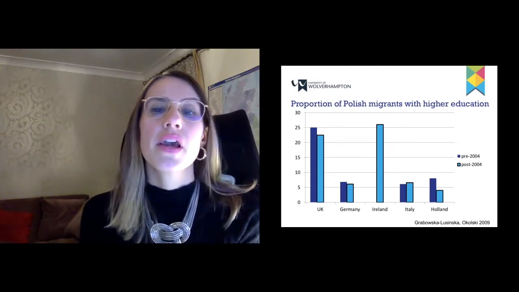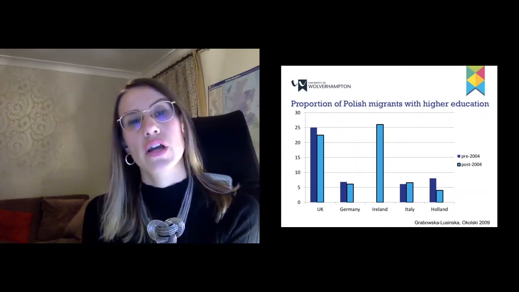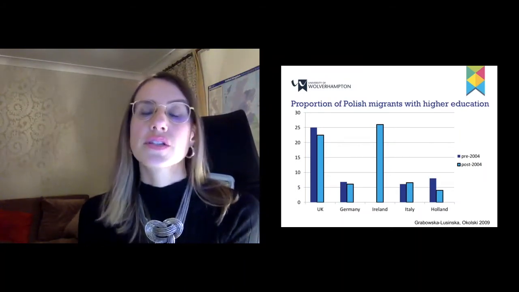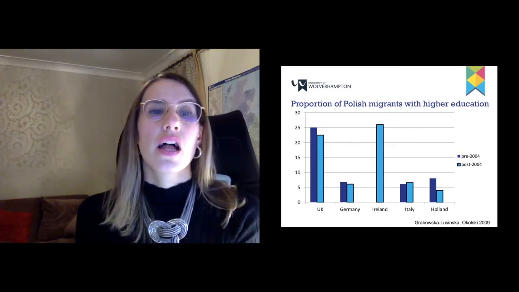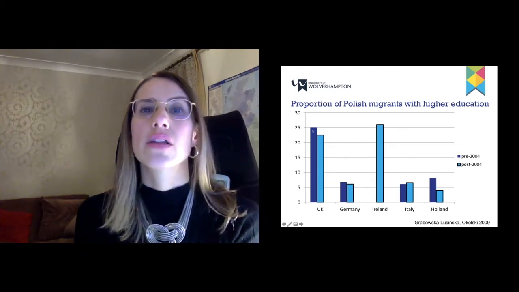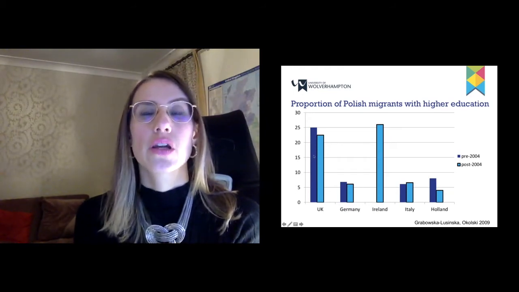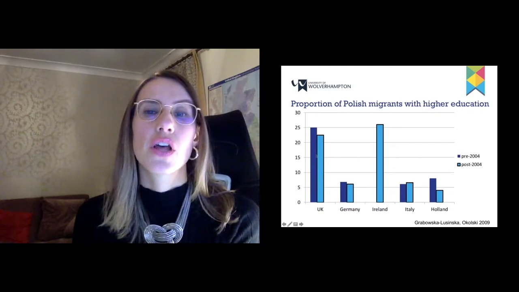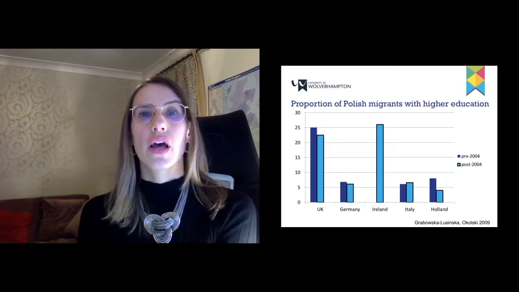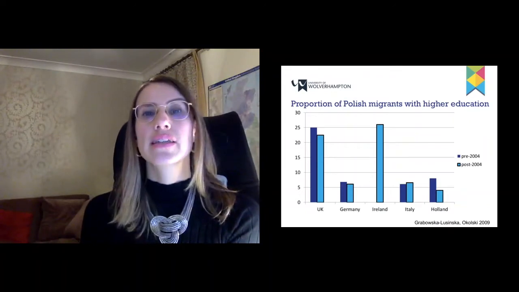So as you will see, when we compare the proportion of Polish migrants with higher education for the United Kingdom, Germany, Italy, and Holland, you will see that it's significantly higher for the UK. Almost a quarter of Polish migrants who chose the UK as a destination had higher education in this period following the EU accession.